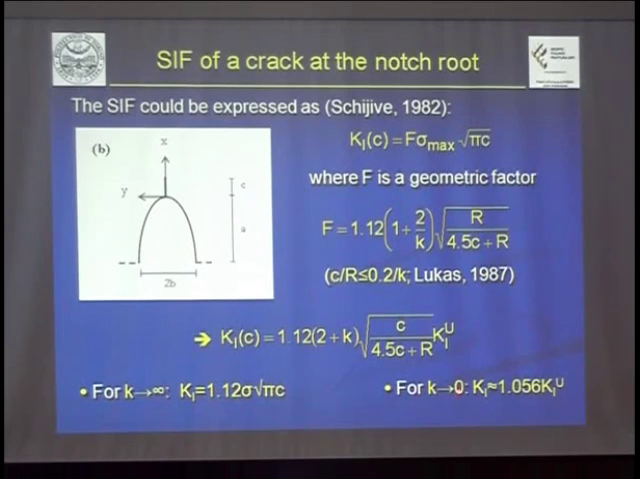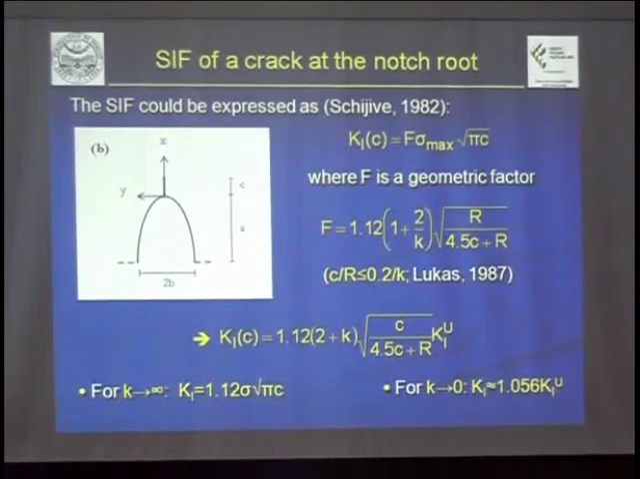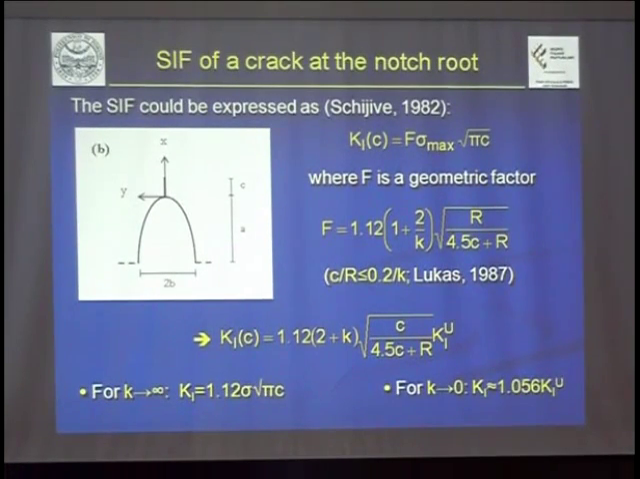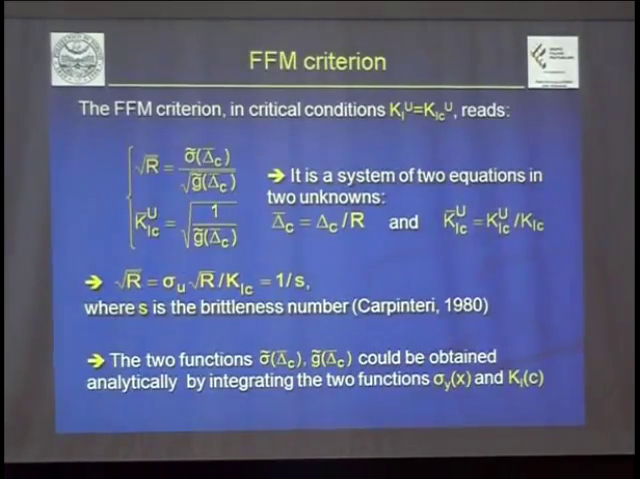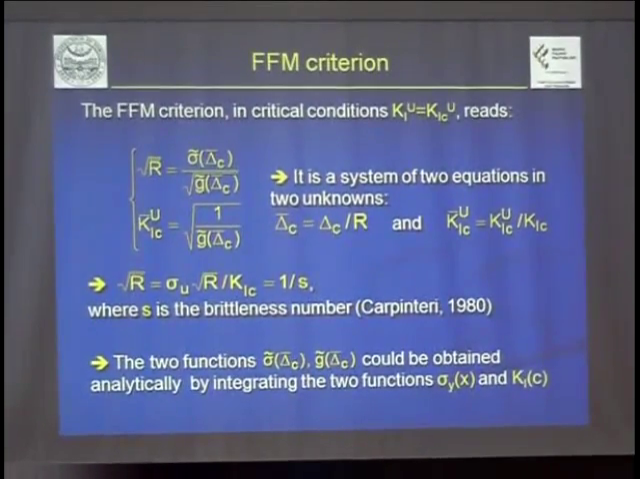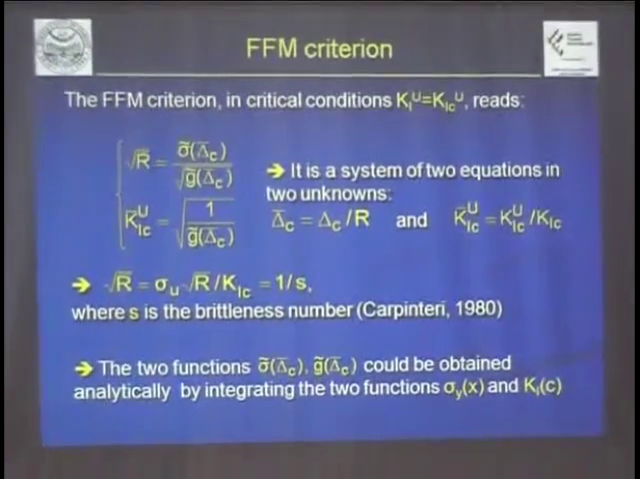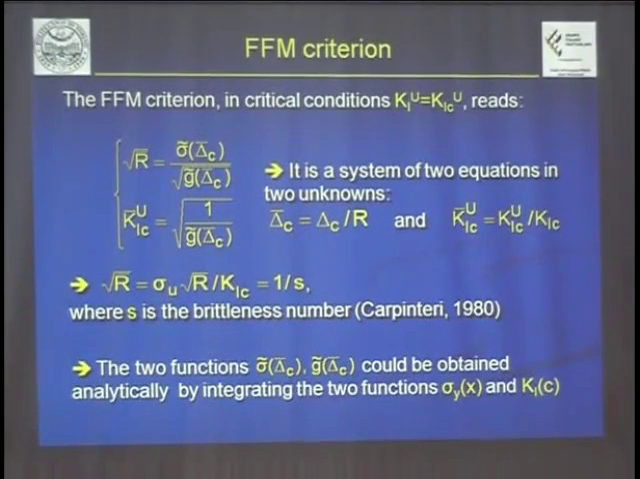For k tending to 0, which is the crack case, we get the apparent stress intensity factor up to a multiplicative constant nearly equal to 1.056, so an error of about 5% as expected. So now we have the two functions, and we could insert them in the finite fracture mechanics criterion, which in critical condition, that is when the apparent stress intensity factor reaches its critical conditions, reads in this way.